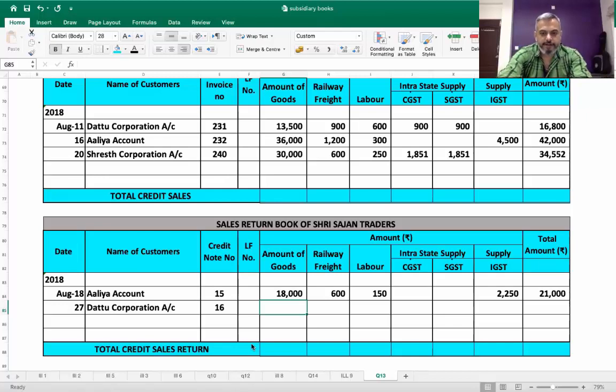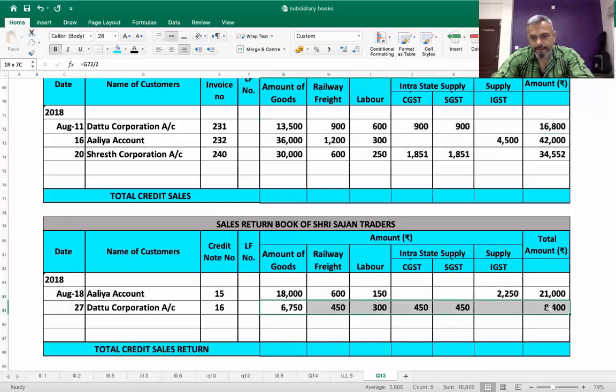50% goods, so directly 13,500's 50%, 13,500's half, 6,750. Proportionate GST and labor are adjusted, so labor, GST and railway freight also half. Now Dattu Corporation was CGST, so 450, 900's half, 450, 900's half, and the total 8,400. 16,800's half, 8,400. So the amount that came in the columns there will come in the same columns here.